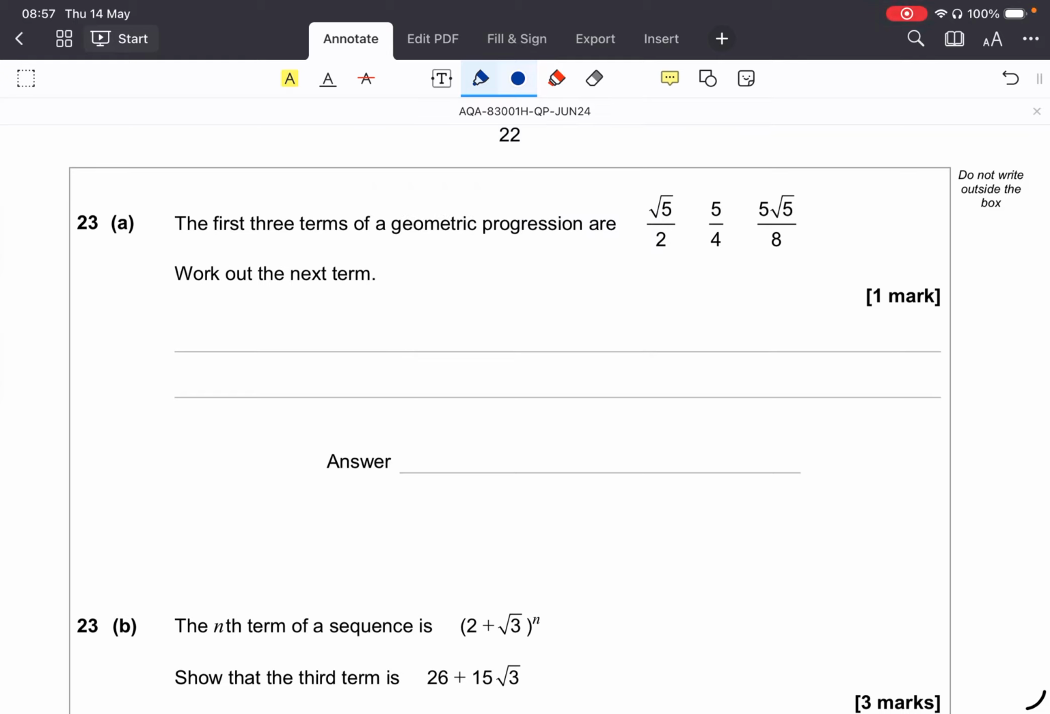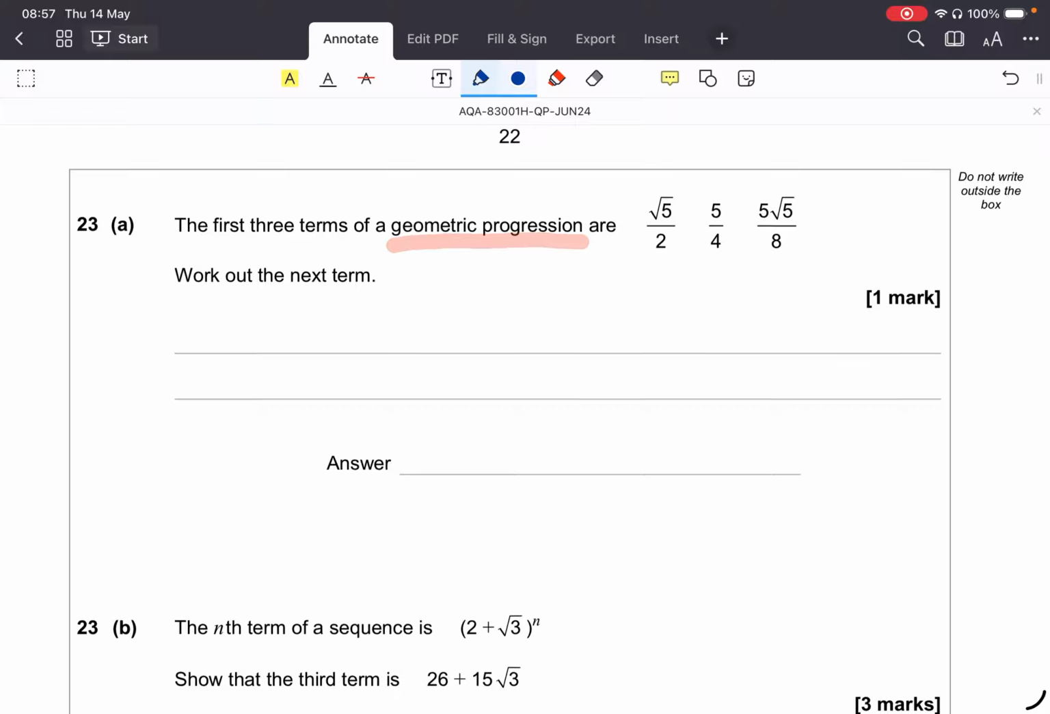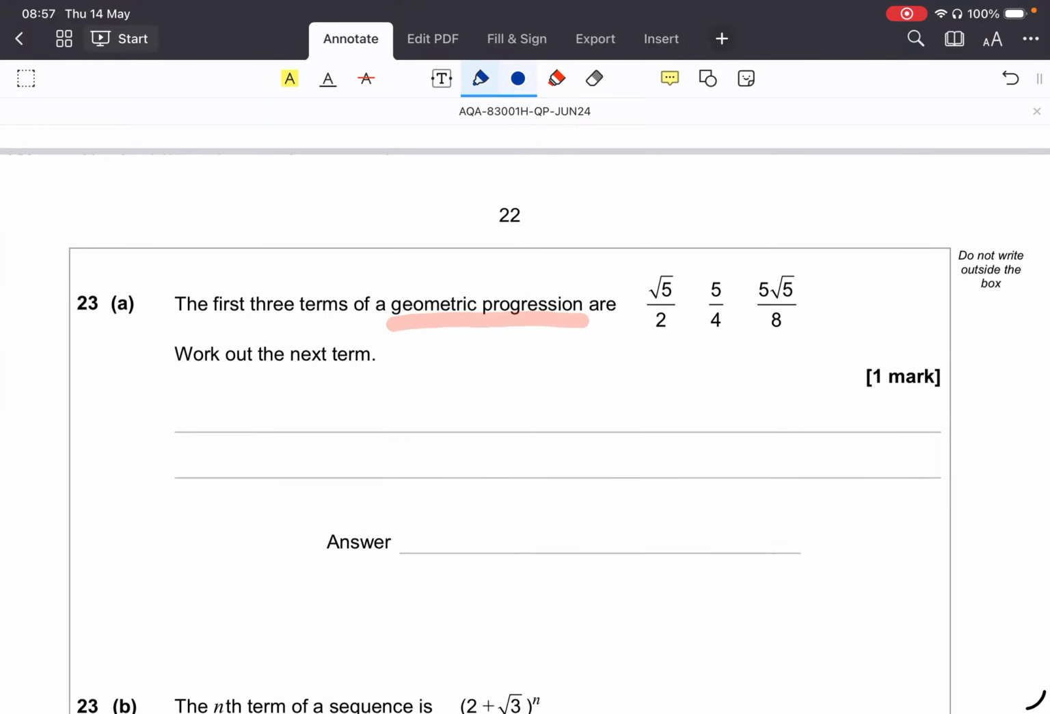Alright, for question 23a, we are looking at the keyword geometric progressions. So we have two different sequences. The first one is the arithmetic sequence, which is talking about a common difference, the common difference for the AS.